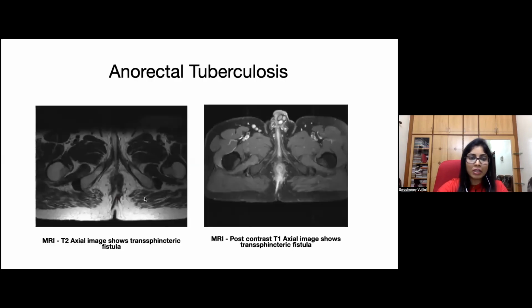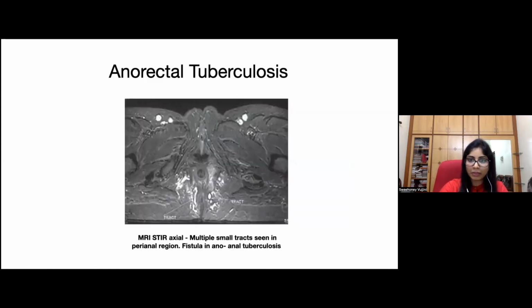MRI images, first one is a T2 weighted image showing transpancreatic fistula. Next is the post-contrast T1 image showing transpancreatic fistula. Here we can see multiple small tracts in the perianal region. Fistula in anal tuberculosis.